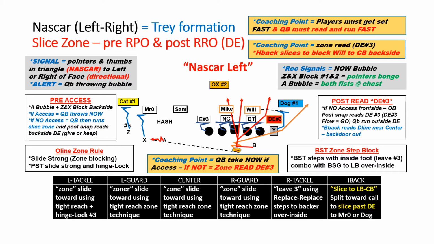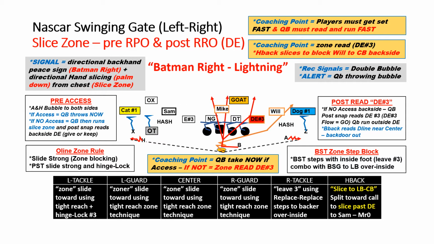The way we will signal this is all our NASCAR signals are simply the pointers and your thumbs are together in a triangle. And then when we want NASCAR left, you'll just put that triangle up to that upper right-hand shoulder because, again, we're signaling it opposite so that the players can see it as it is. Again, NASCAR left, pre-snap bubble RPO, post-snap RPO on the defensive end backdoor. You can use this then, and we've done this for years, as a swinging gate for your two-point play.